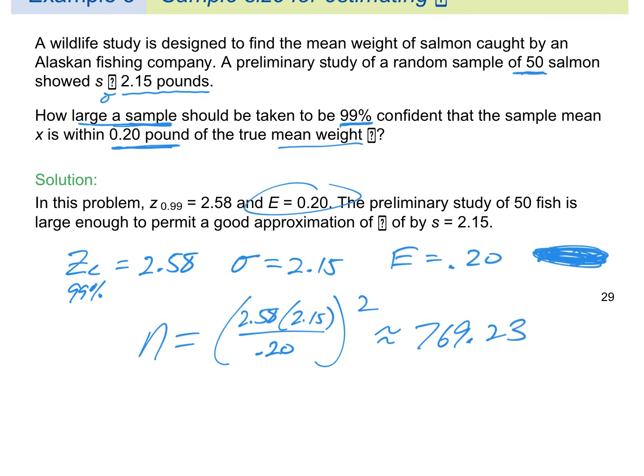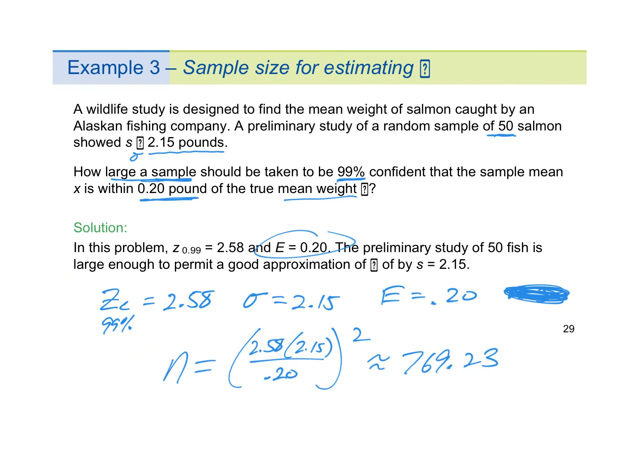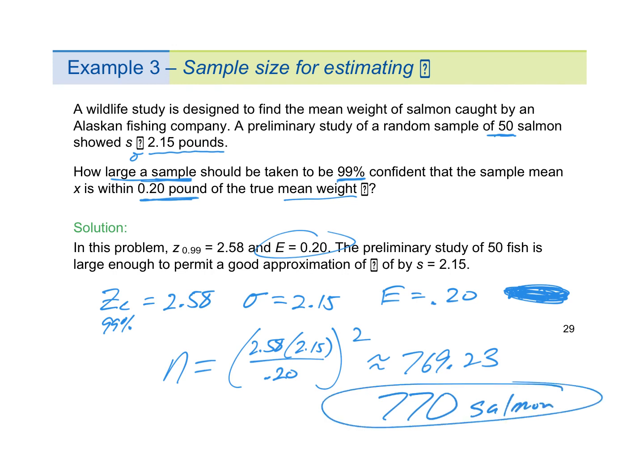Always, always, always, normally round. You have to go to the next highest number, which is 770. So that's how many salmon that should be caught. Okay? Don't round accordingly. Round up. So if it's 769.001, it's still 770. If it's 769.9, it's still 770. All right? And that's how you find your sample size.